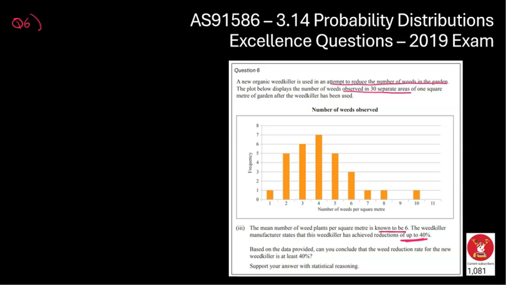Based on the data provided, can you conclude that the weed reduction rate for the new weed killer was at least 40%? What this question is asking us to do, I'm guessing, is use our expectation algebra to find the mean of our data from all the information in the plot. We're then probably going to do 6 minus the 40% and compare the two numbers. If the weed killer's done a really good job, saying it's at least or above 40%, then it's going to be noticeable in the data that we've done.